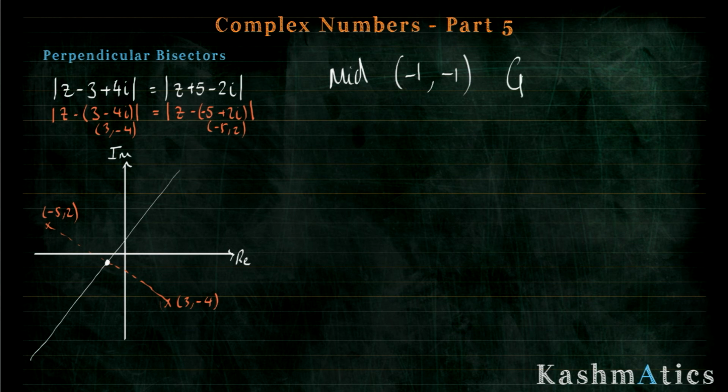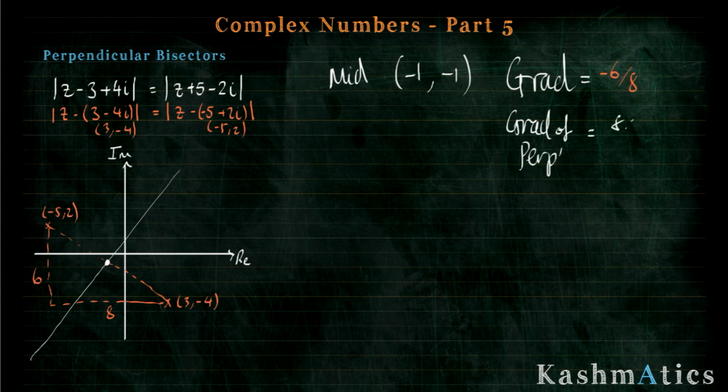And the gradient of this red line, let's have a look. Let's just draw a triangle there. So that is 2, that's -4, so this distance is 6. That's -5, and that's 3, so this is 8. So the gradient of the red line is -6/8, but the gradient that we need, the gradient of the perpendicular, would be 8/6, which is the same as 4 over 3.